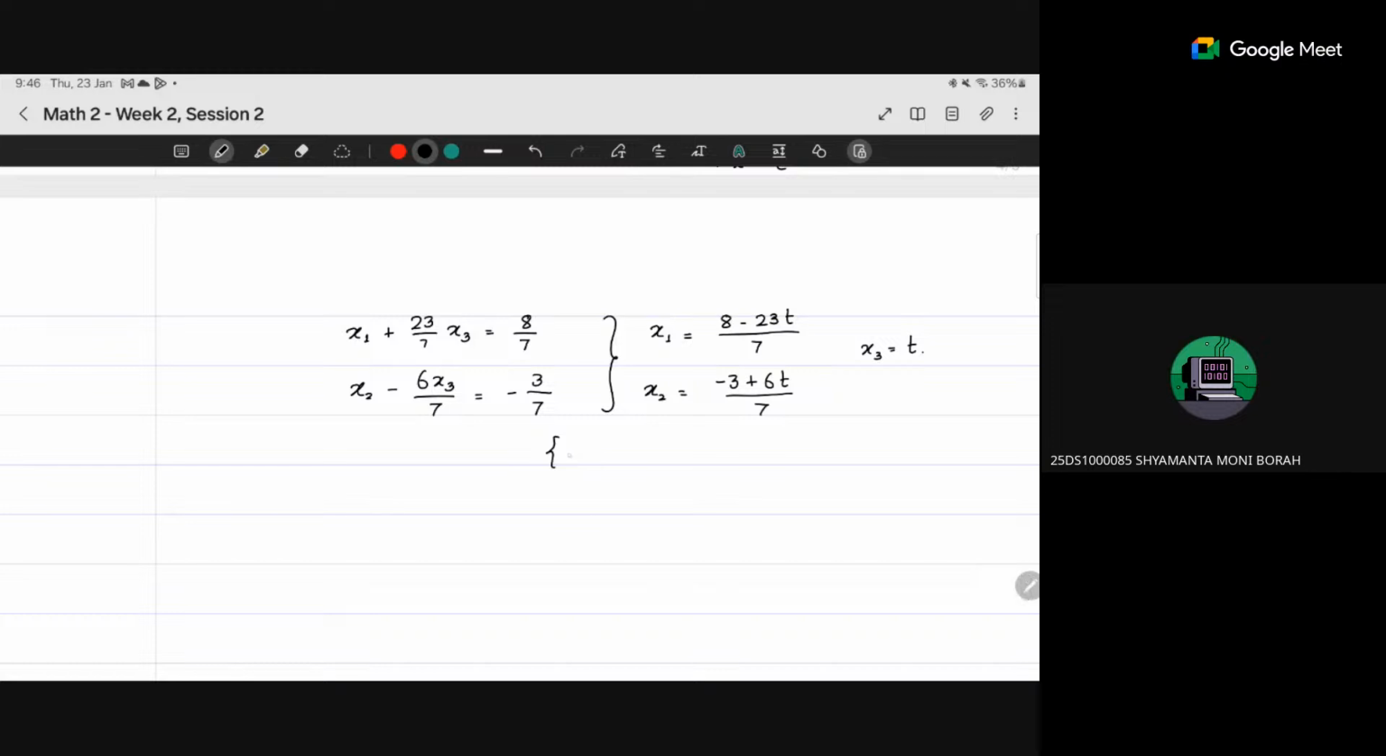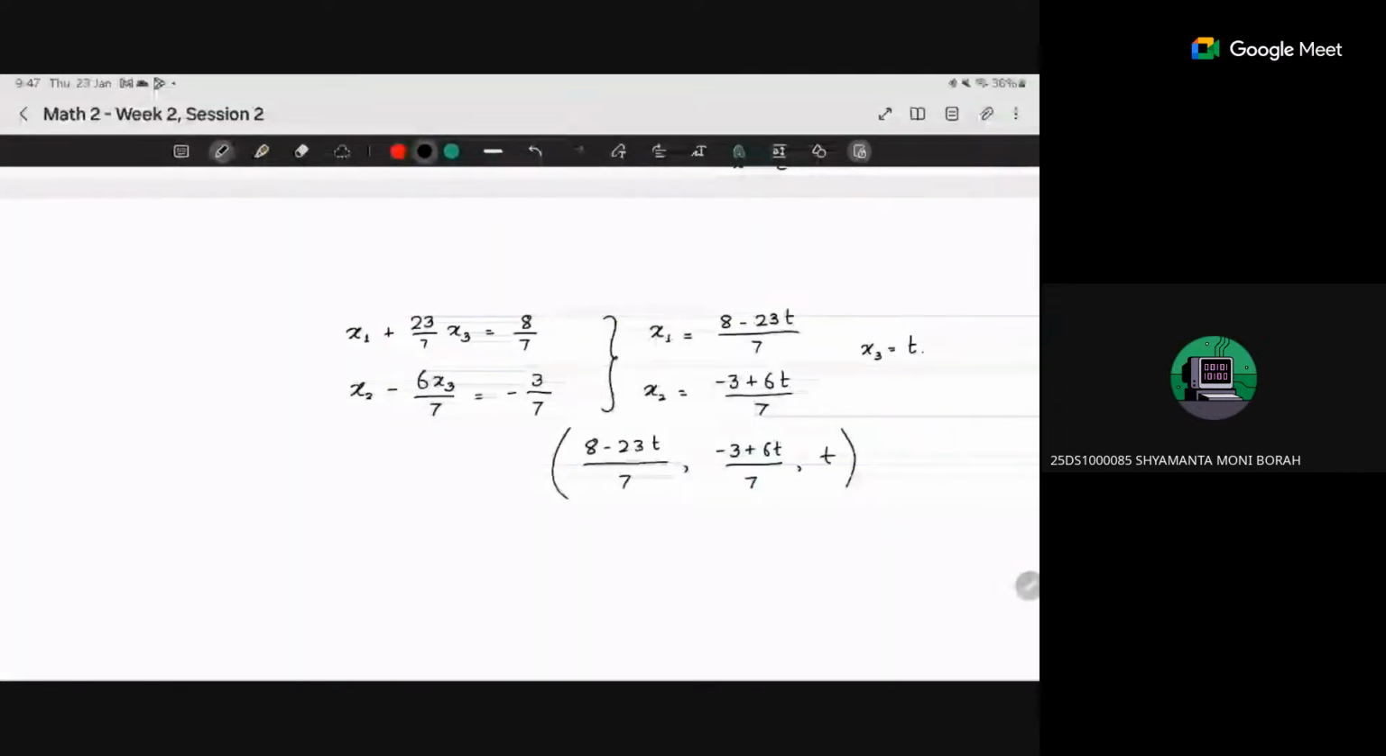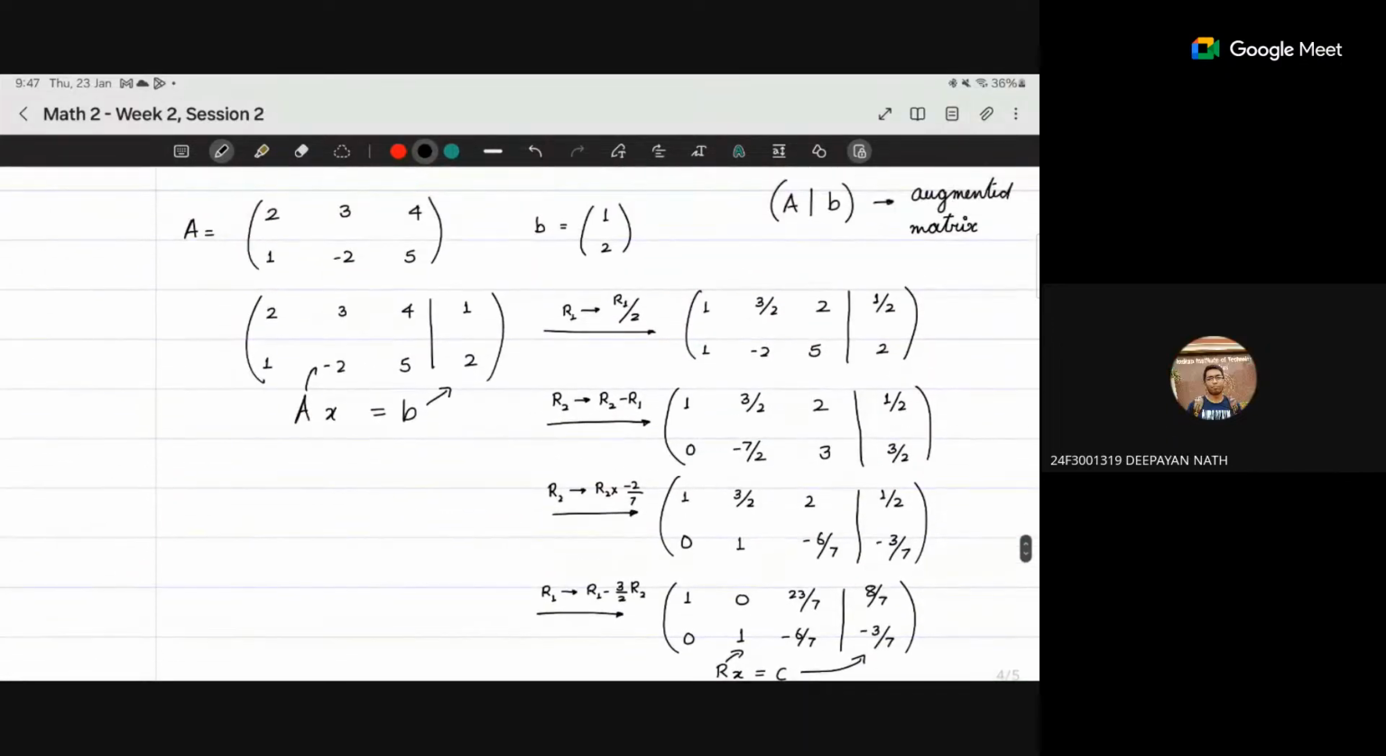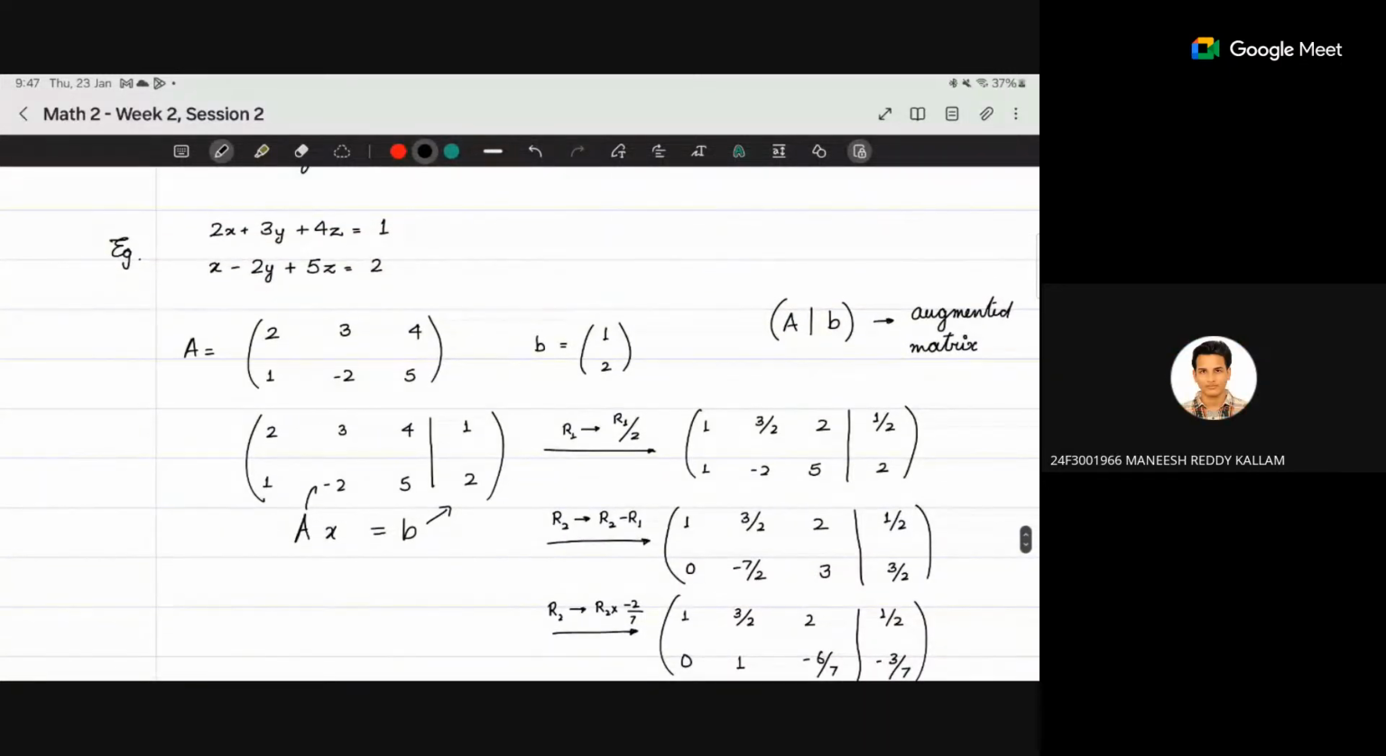So the general solution is like this: 8 minus 23t by 7, minus 3 plus 6t by 7, and t. And as you vary t, you will get various solutions. You'll get infinitely many solutions in this case. Is the method clear? Yes, sir.